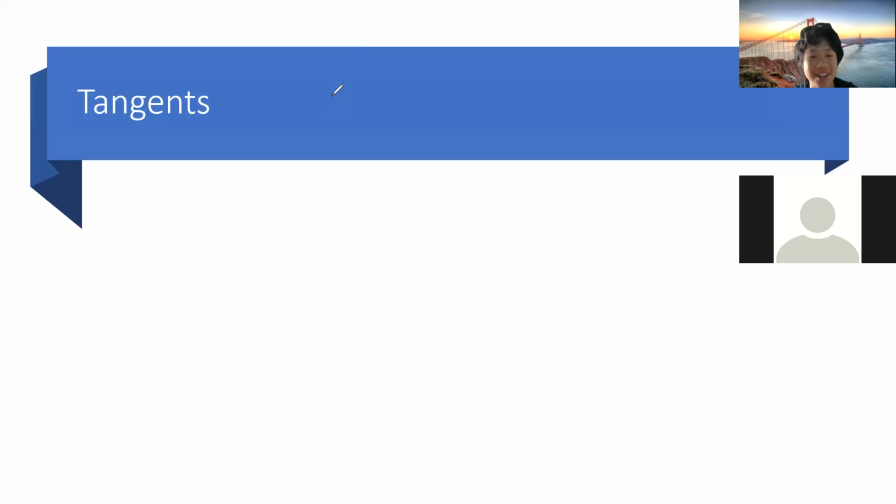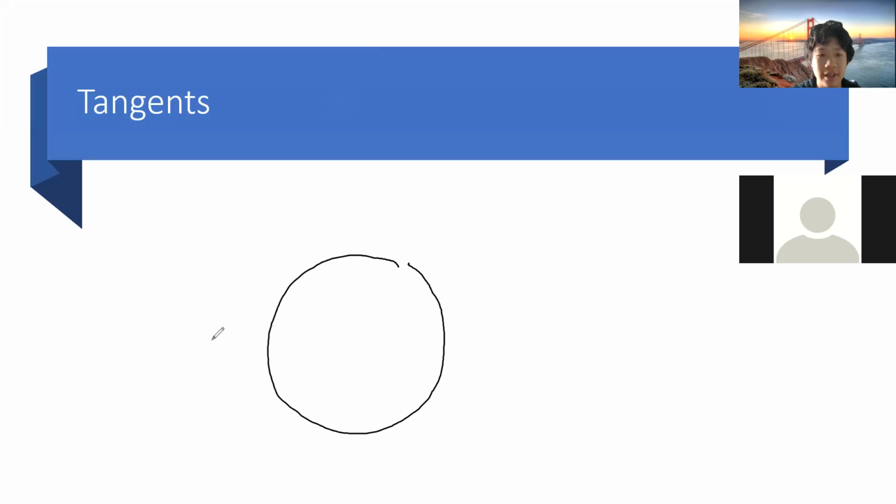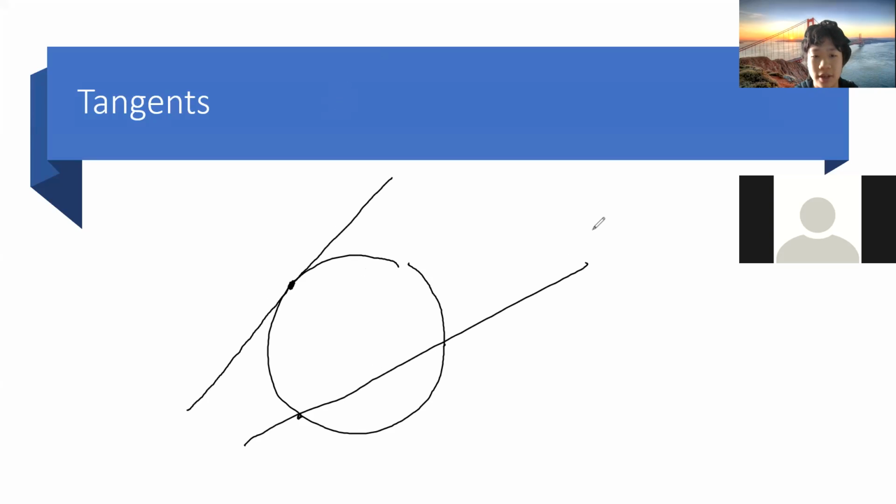Okay, so what are tangents? A tangent to a circle is a line or anything that intersects the circle at only one point. So if I were to have a line here, for this line to be tangent to the circle, it can only touch the circle at one point. If the line went through the circle and touched at 2 points, that's not a tangent, okay?